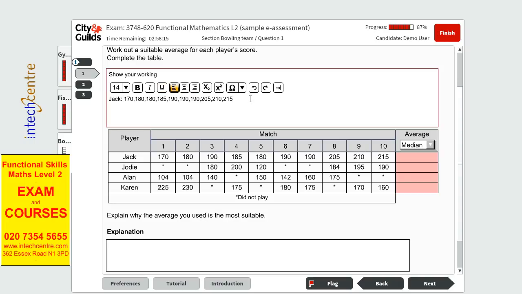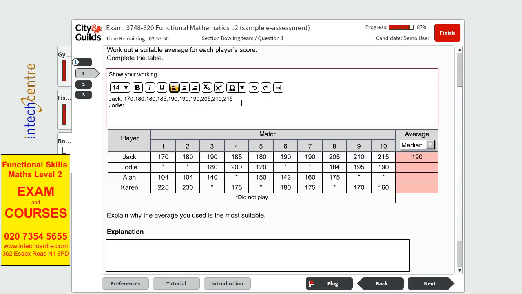And our median will be 10 divided by 5. So 5 is the 5th value: 1, 2, 3, 4, 5. It will be 190. So don't go by the match table. Make sure you go by the numbers we've put in order. Next one down, it will be Jody.